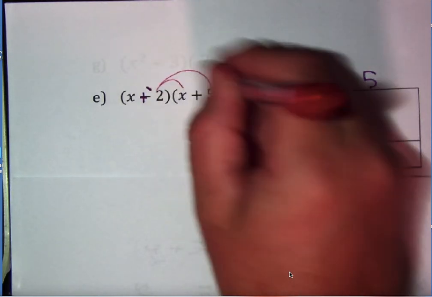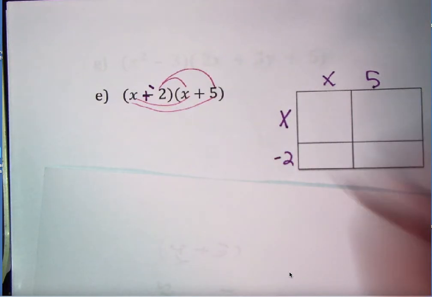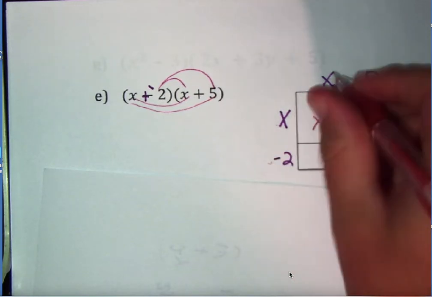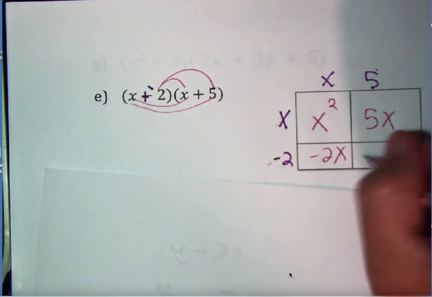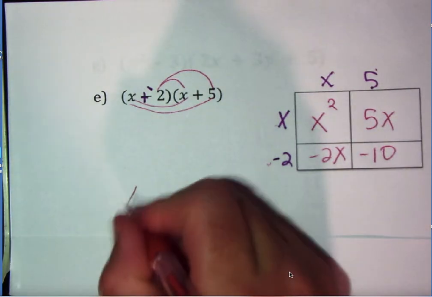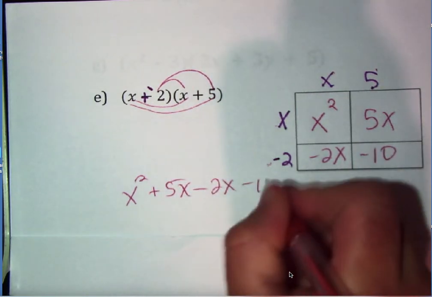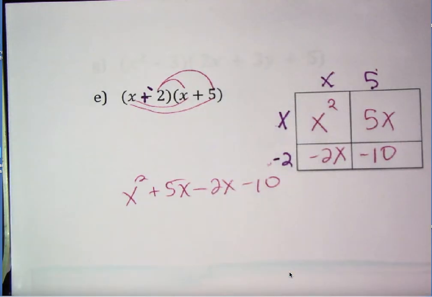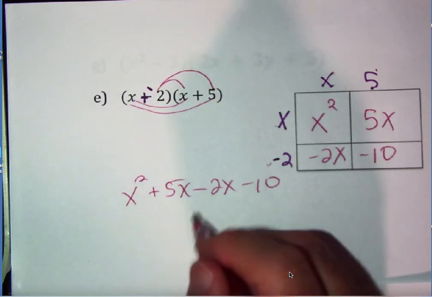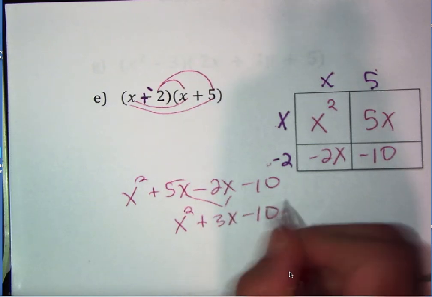So again, we just distribute 4 times. I'm going to do the area model. Boom. So we get 4 products. X squared plus 5x minus 2x minus 10. Students say, does the order matter? Not to me, not really. We do want to combine any like terms, and we have 5x minus 2x. So it's x squared plus 3x minus 10.